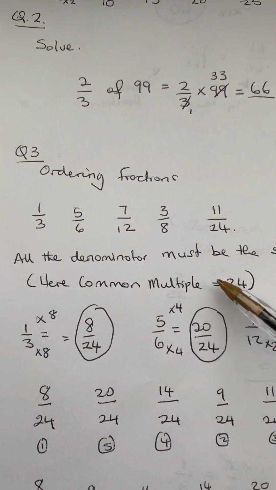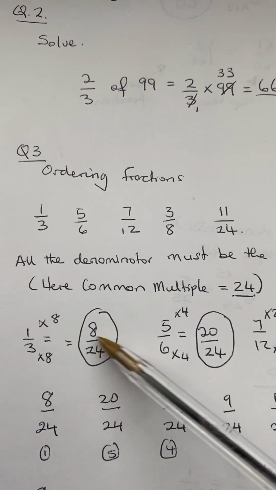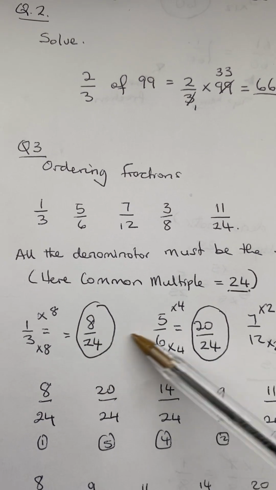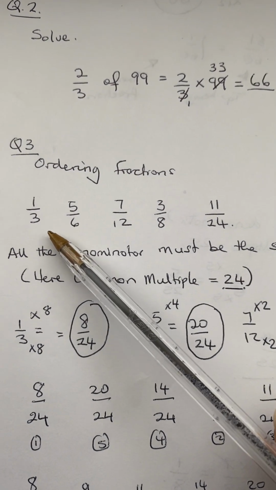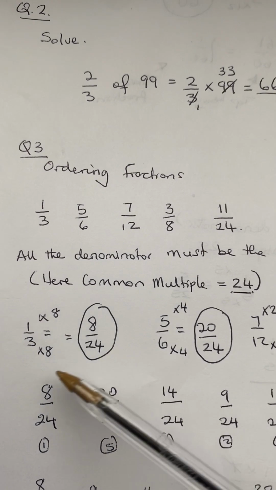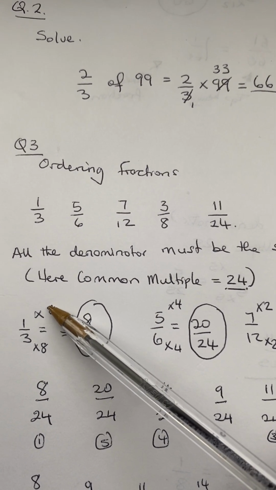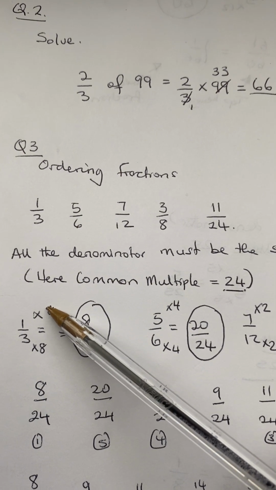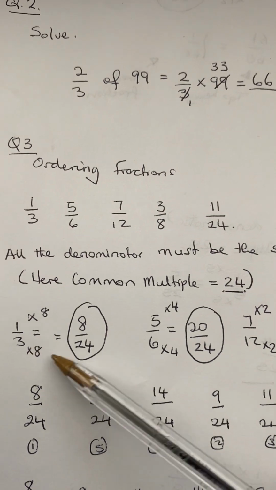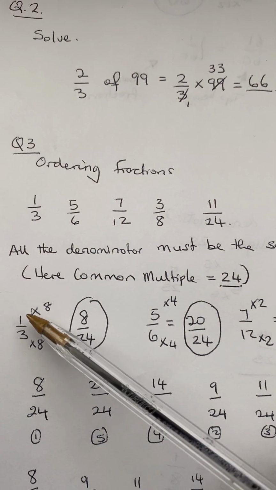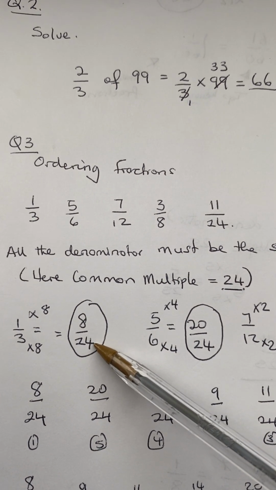Okay, our common multiple is 24. So all our denominators, we need to change them to 24. What would I do to 3 to make it 24? I'll times by 8. So I'm going to times the numerator by 8 also. So 1 times 8 is 8. 3 times 8 is 24. So in place of 1/3, I'll put 8 over 24.